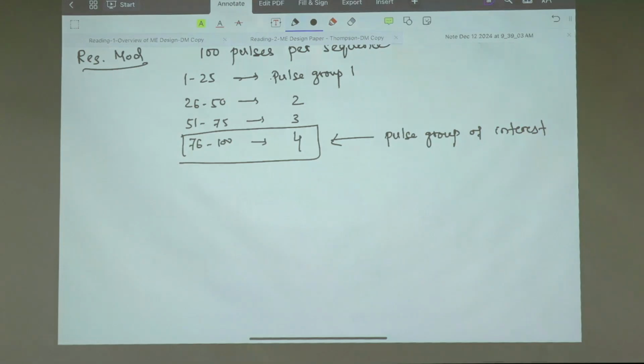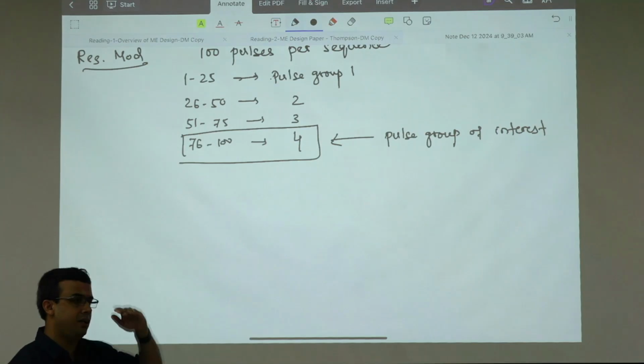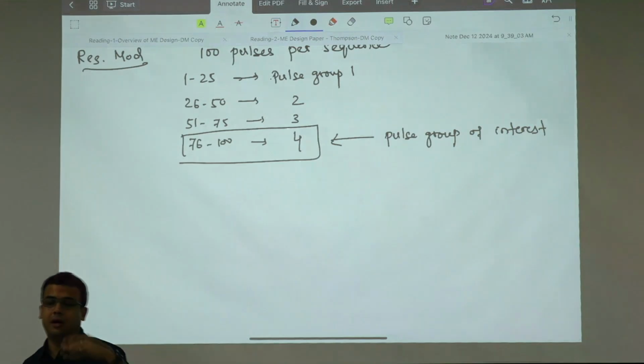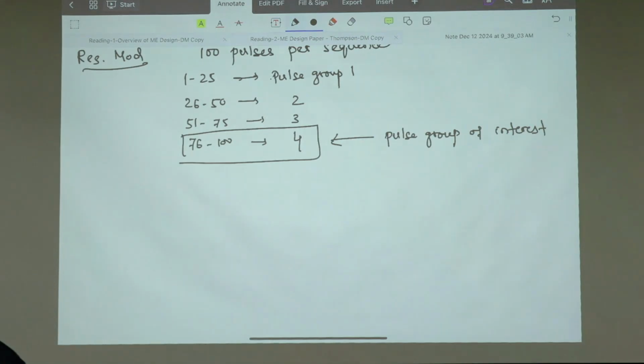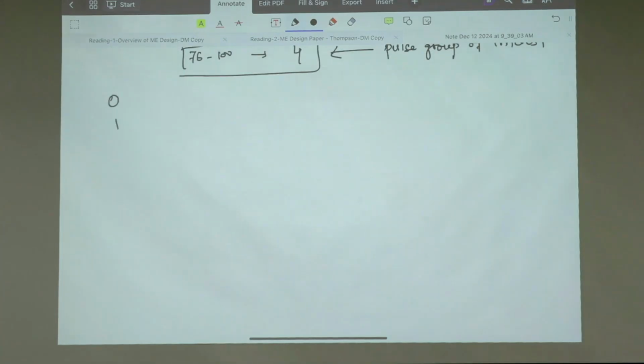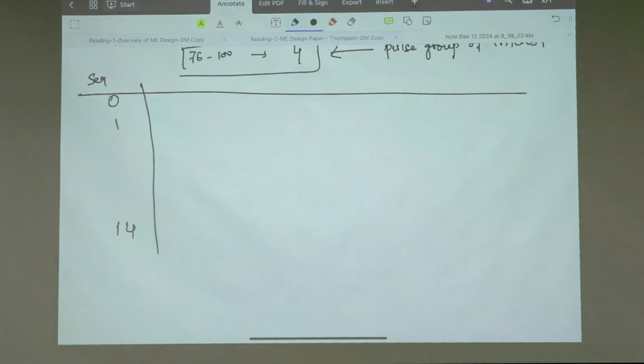Okay. So now you have 15 stress sequences. In your Excel file, you delete pulse groups 1, 2, 3 for all the stress sequences. So in the end, what you end up with is 0, 1 all the way to 14. So this is your sequence, and then this is your pulse group. You'll have 4, 4, 4 all the way to 4. Does that make sense?